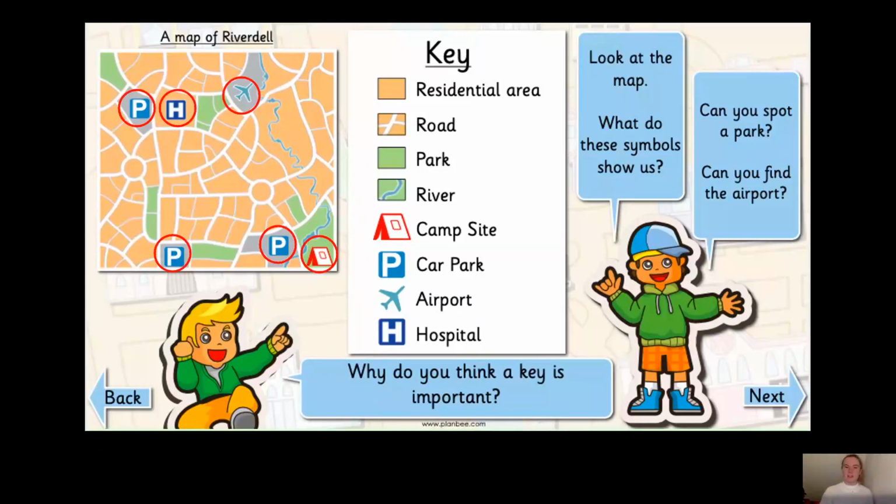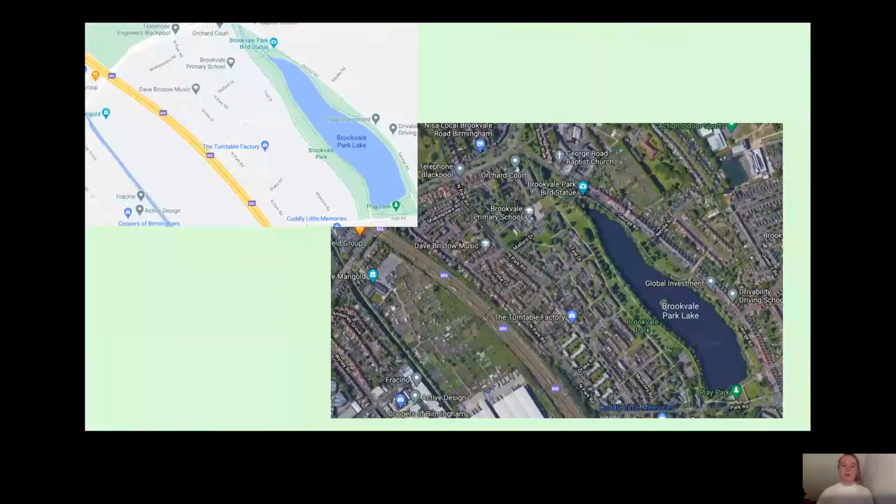Fantastic. Well done. So here we have got 2 different types of maps. Okay, so we've got our map of Brookvale and we've also got our aerial photograph of Brookvale as well. So the aerial photograph is more like real life, isn't it? Like we see every day, except it's not from the perspective we see every day, but you can see the trees, for example, and the roads are clearer. They're not just simple lines like on the other map.